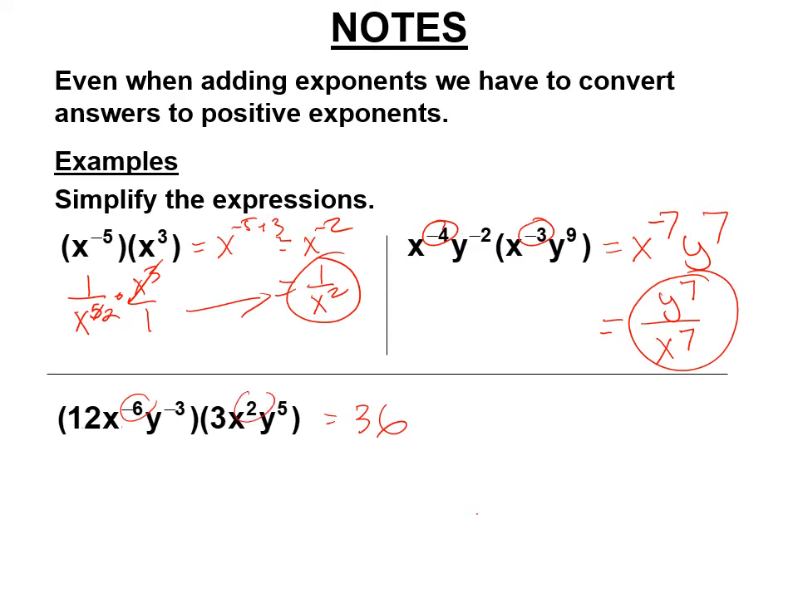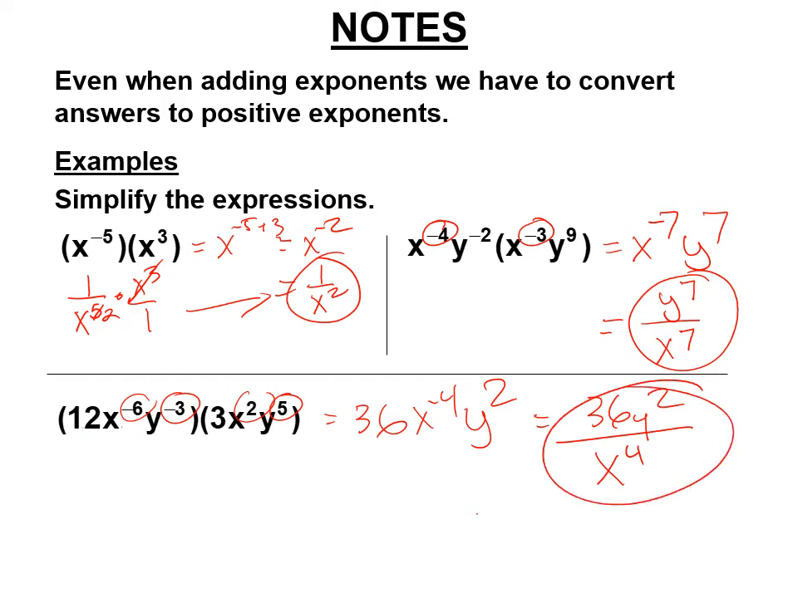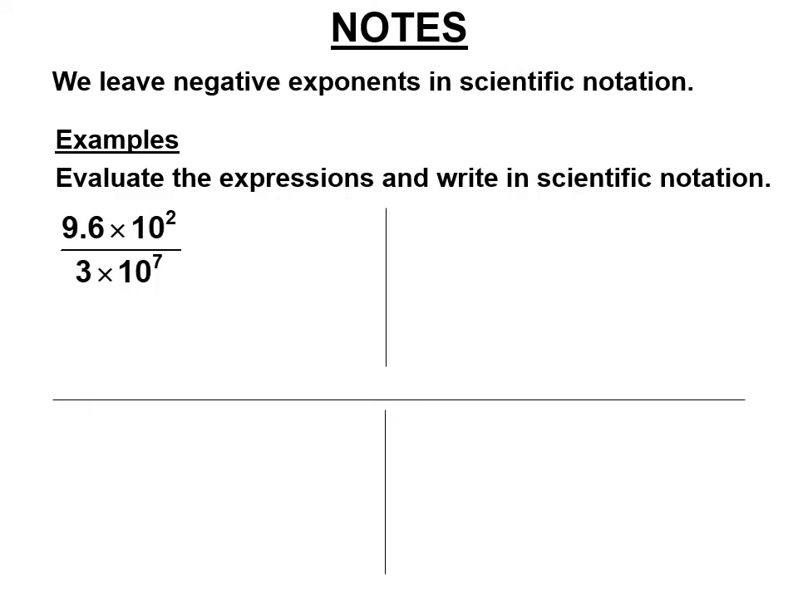-6 plus 2 is -4. -3 plus 5 is +2. So the 36 and the y squared stay. X to the -4 goes down there. All right, now there's an exception, right?